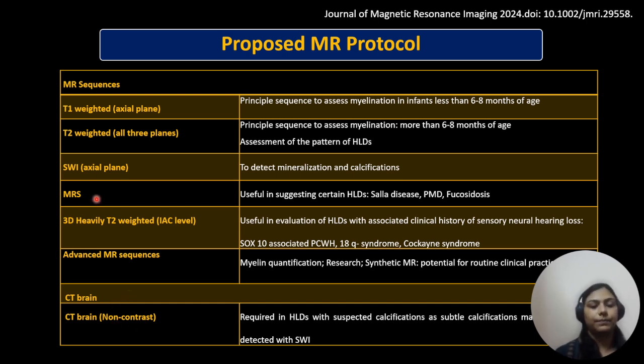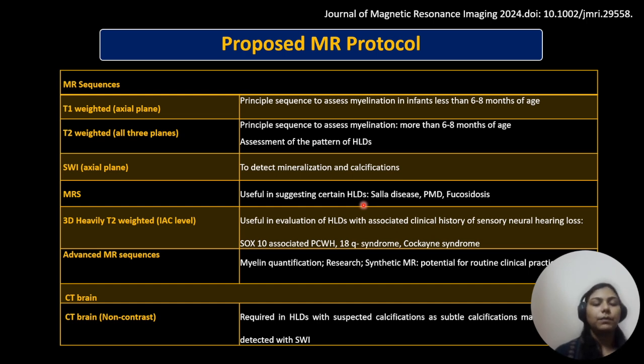So whenever we are strongly suspecting calcifications in hypomyelinating leukodystrophies, we may additionally require a non-contrast CT brain in addition to the MR scan. Apart from that, a 3D heavily T2-weighted sequence may be added at the level of the internal auditory canal whenever patients with suspected hypomyelinating leukodystrophies have a clinical history of sensorineural hearing loss, to detect any inner ear anomalies which can be associated with certain hypomyelinating leukodystrophies. MRS may be useful in certain cases, for example, Sjogren-Larsson disease, which we will discuss in the subsequent slides.